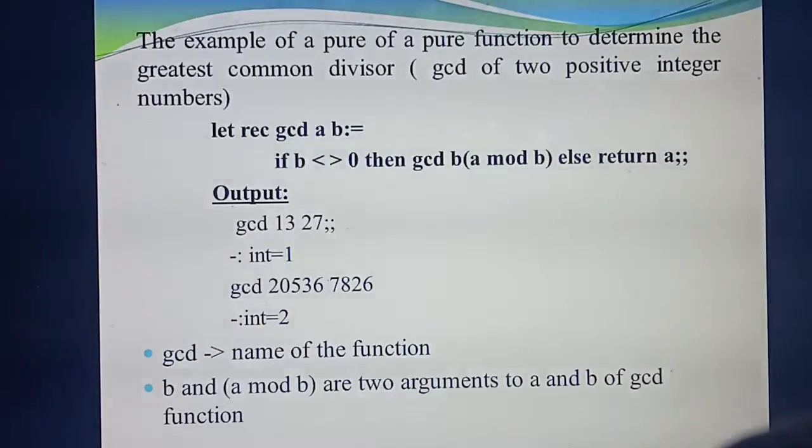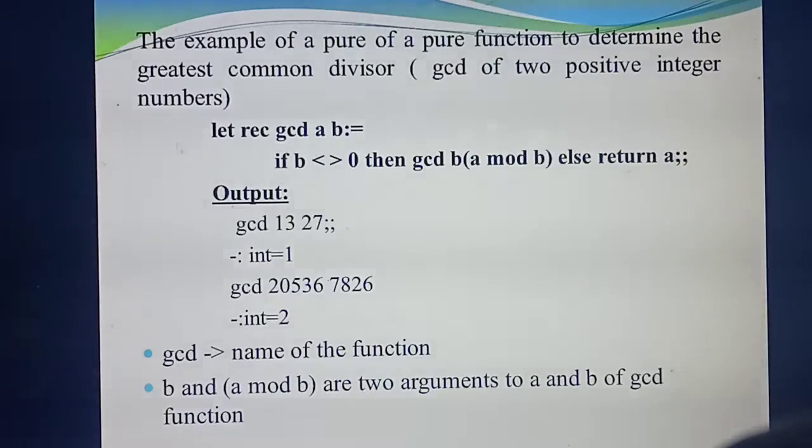Okay, so this is the example program to determine pure function. Okay, so here you are going to find the GCD of two positive numbers. What do you mean by GCD? So in the lower classes you might have studied GCD, greatest common divisor, isn't it? Okay, so using recursive function you are going to write. This is not important, just one time you read it.